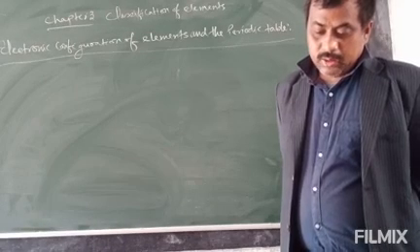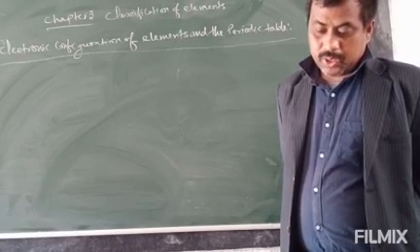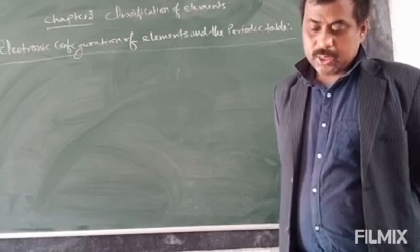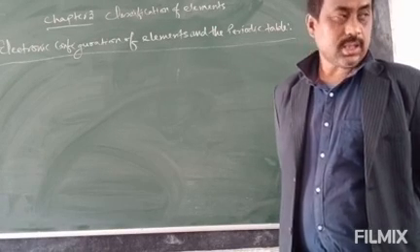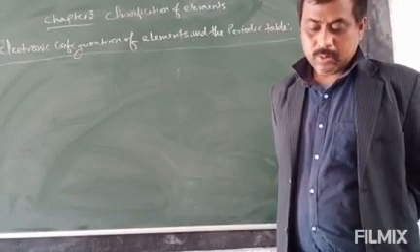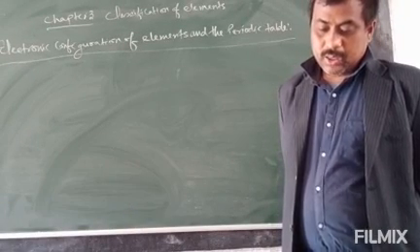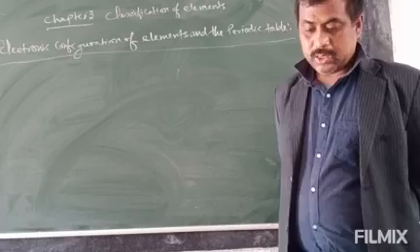And the azimuthal quantum number, l, represents the subshells. So l indicates the subshell. These subshells are also called orbitals.